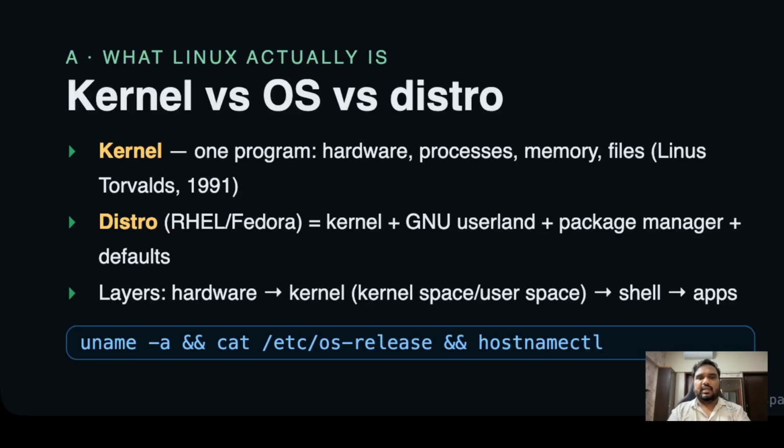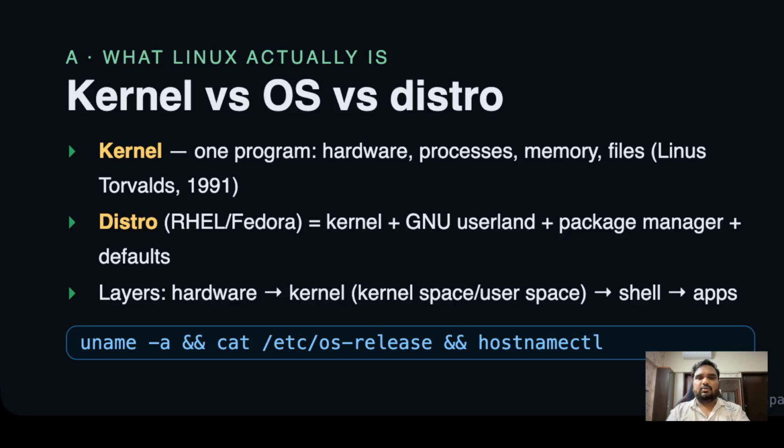So, what is Linux actually? Let's start with the distinction people mix up constantly: kernel versus operating system, system versus distro. The kernel is one program written by Linus Torvalds starting in 1991, and its whole job is talking to hardware and managing processes, memory, and files. That's it. A distro, Fedora, RHEL, Ubuntu, takes that kernel and bundles it with GNU userland tools, a package manager, and some defaults. So you get something you can actually install and use.